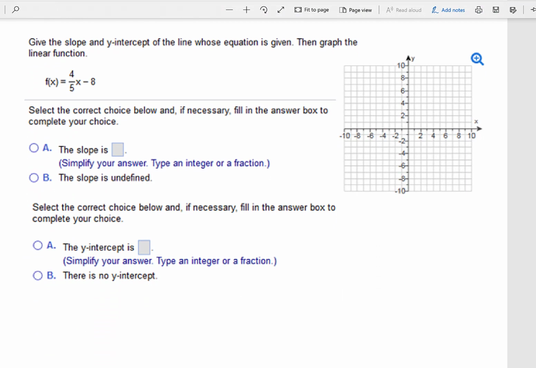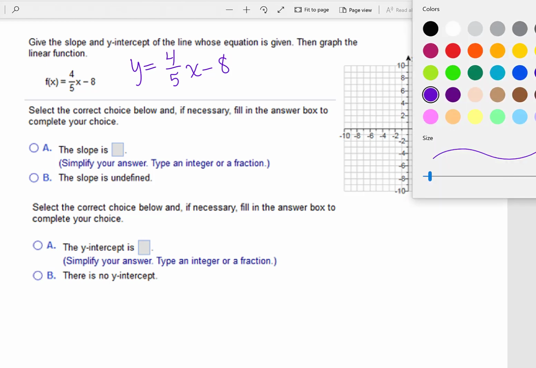All right, so it tells us to give the slope and y-intercept of the line whose equation is given, then graph the linear function. So first let's look at the form that it's given to us in. We see f of x equals 4/5 x minus 8. Know that f of x is just representative of a function. So this is the same as y equals 4/5 x minus 8. Don't let that f of x, that's how we pronounce it, f of x, confuse you.